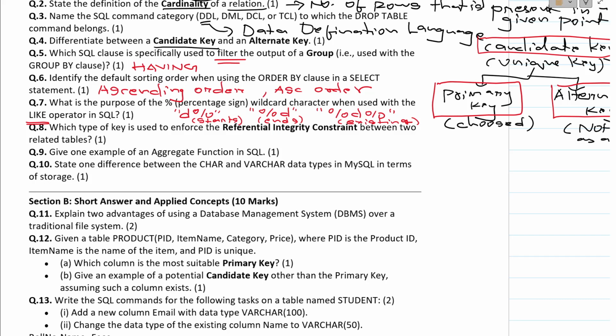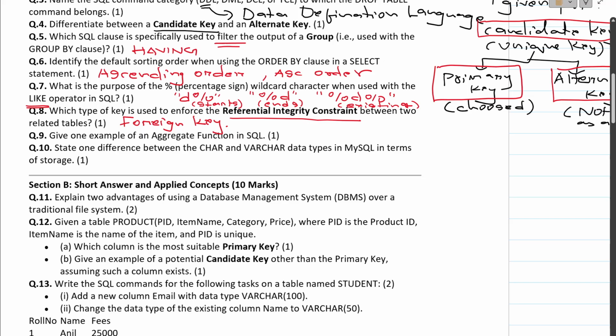Okay, then we can understand which type of key is used to enforce the referential integrity constraint between two related tables. Which key? I think, yeah, this is foreign key. Yes, foreign key is the key that is helping us to enforce the referential integrity constraint. So if you have ever written code for this referential integrity constraint, you must have used the foreign key.